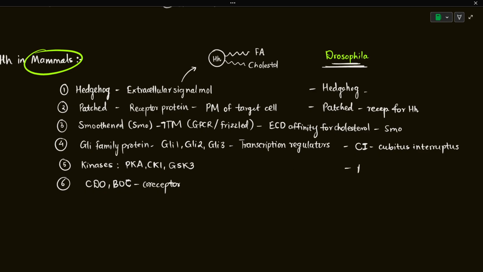The kinases are the same. They are going to work in the signaling pathway. They are CK1, casein kinase 1, PKA, protein kinase A, and GSK3, glycogen synthase kinase 3. So those are the three different kinases that will be working in this hedgehog signaling pathway, and the co-receptor in the Drosophila is IHOG, as discussed before. The interference hedgehog is known as IHOG. So IHOG works as a co-receptor in the case of Drosophila.